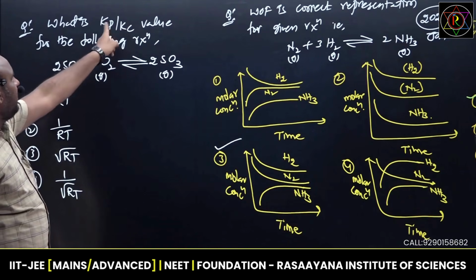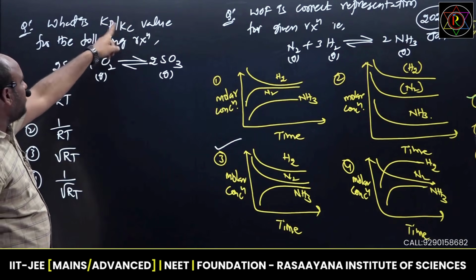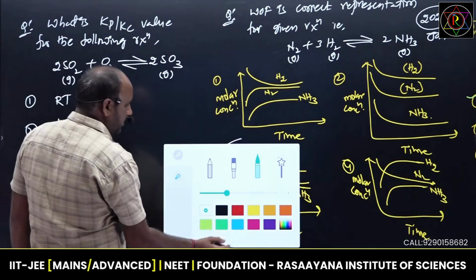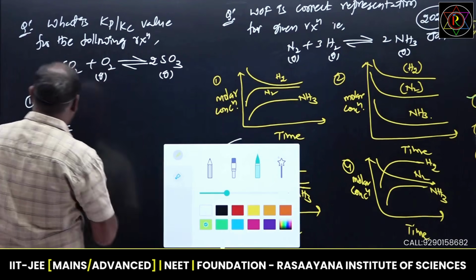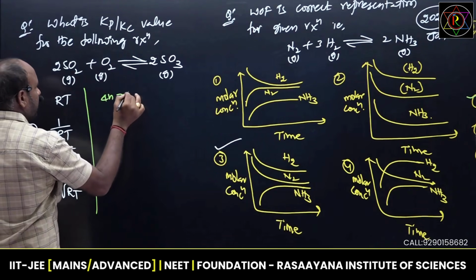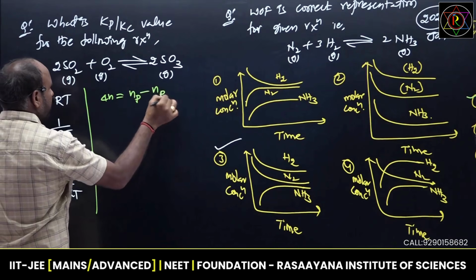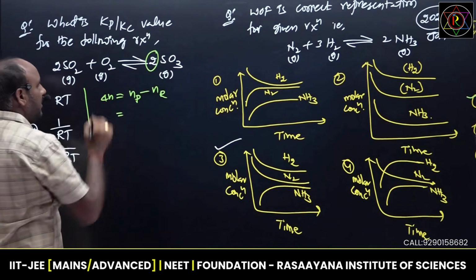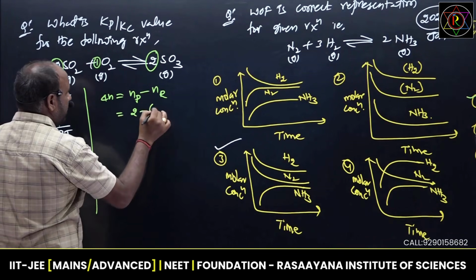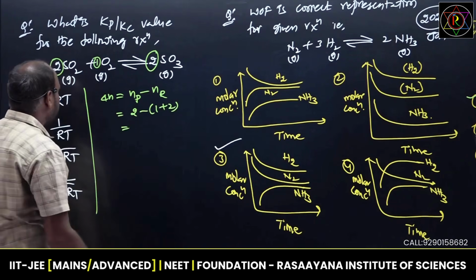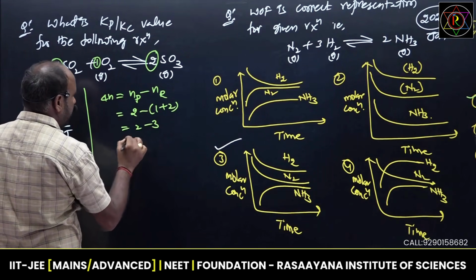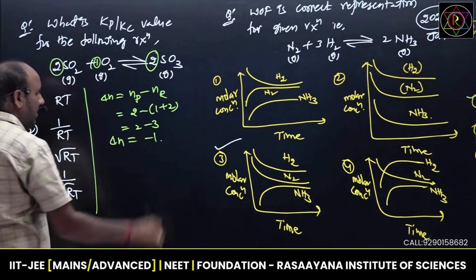So we have to calculate the relation between Kc and Kp, then the ratio of Kp by Kc. Whatever the value is, it equals one of the options. Let's verify. Here we have to calculate delta n, that is the number of moles of products minus the number of moles of reactants. Here the number of moles of products is 2, and the reactants are 1 plus 2. So 2 minus (1 plus 2) is 2 minus 3, which equals minus 1. The delta n value is minus 1.